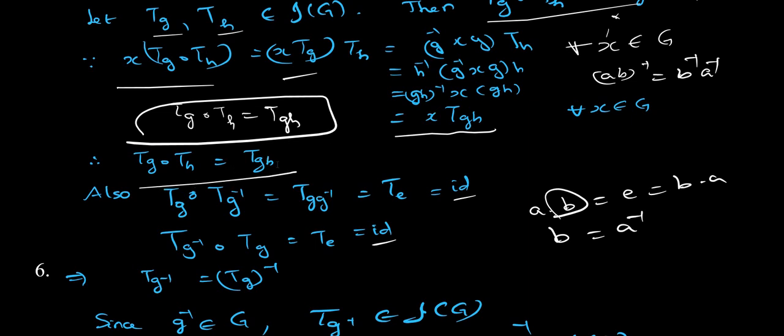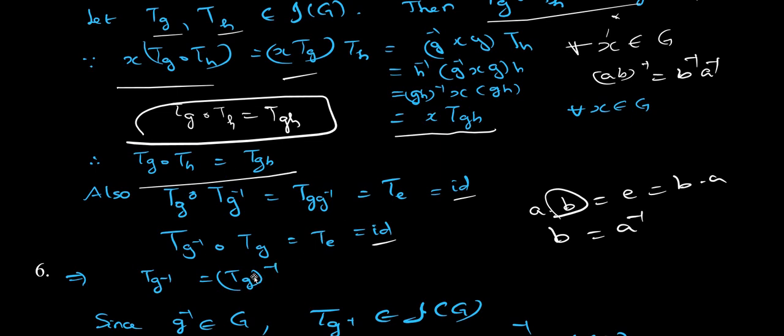So we have this to be an inner automorphism, and therefore closure holds in script I(G). Now as far as the inverse is concerned, we notice that Tg composition Tg inverse is T(g g inverse), which is the identity, and in the same way this is also true for Tg inverse composition Tg. That in turn implies that T suffix g inverse is nothing but the inverse of Tg.